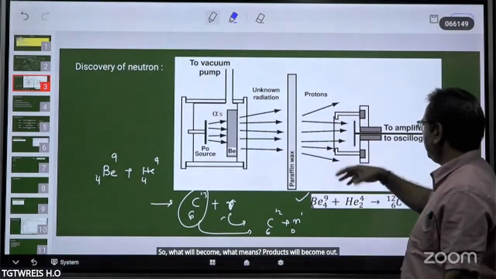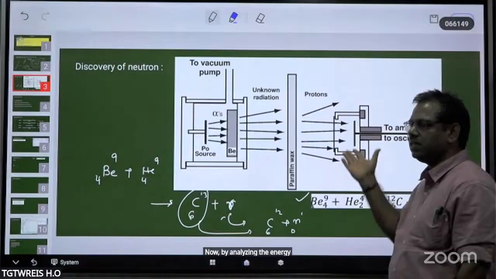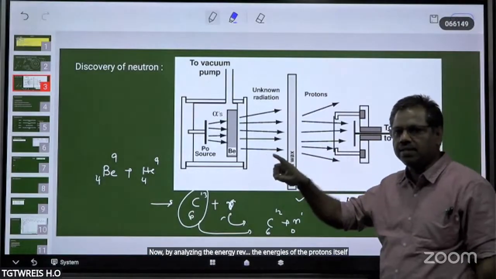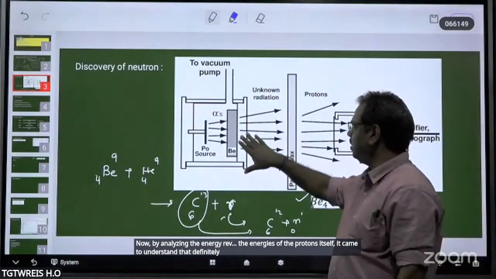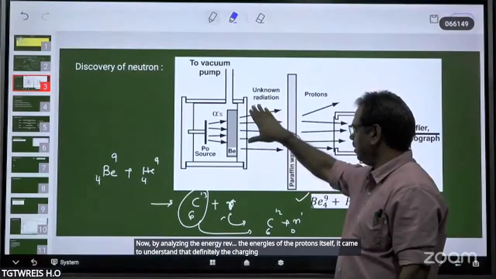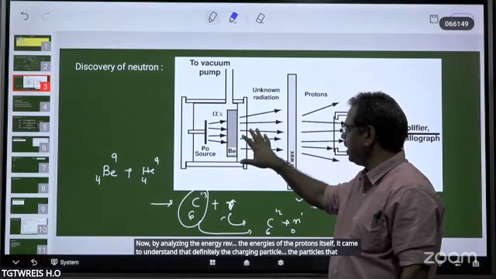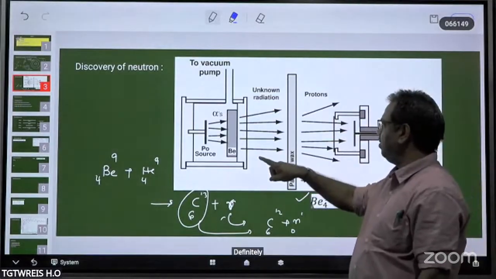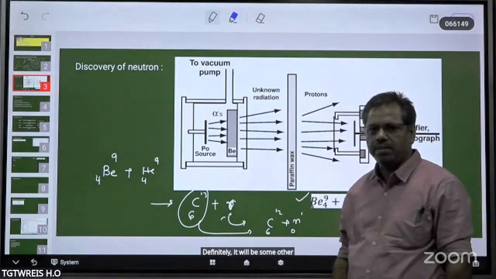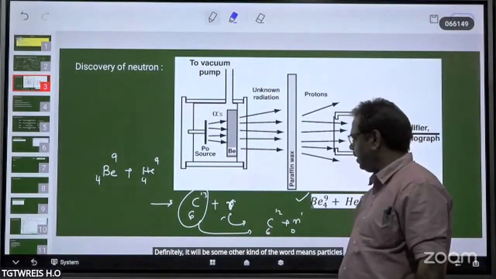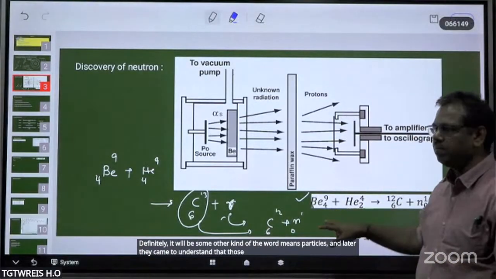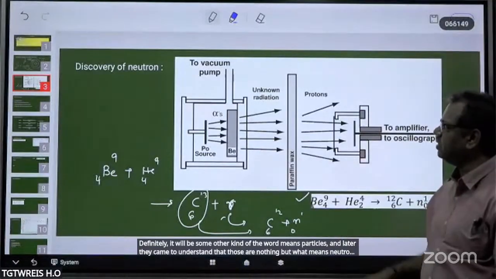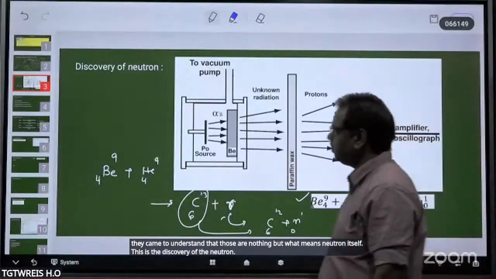Now by analyzing the energies of the protons itself, it was understood that the particles coming from this reaction are definitely not gamma radiation. Definitely they will be some other kind of particles. And later they came to understand that those are nothing but the neutron itself. This is the discovery of the neutron.